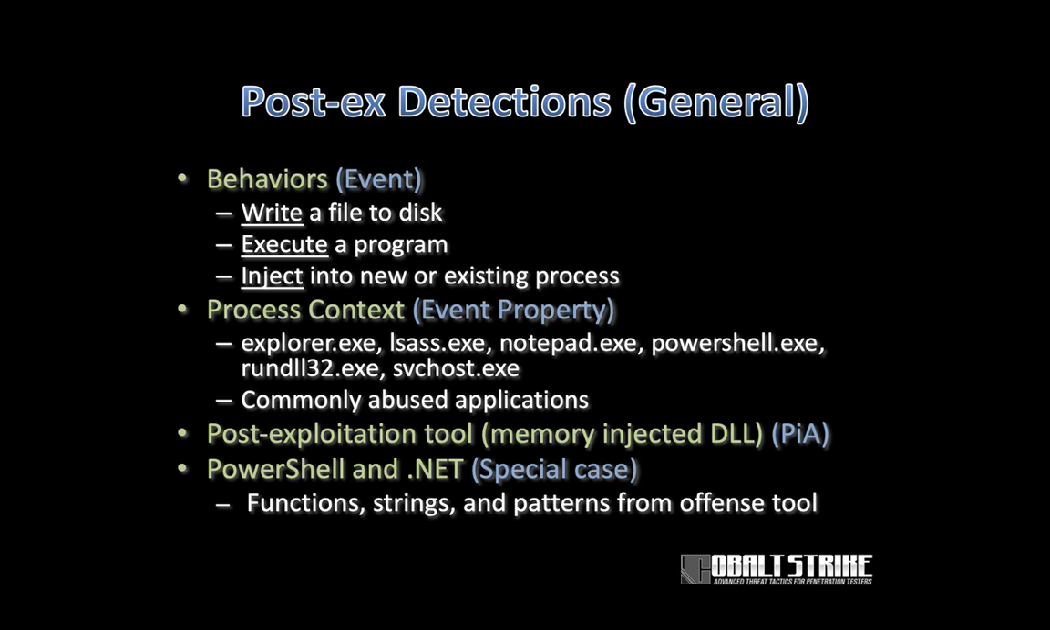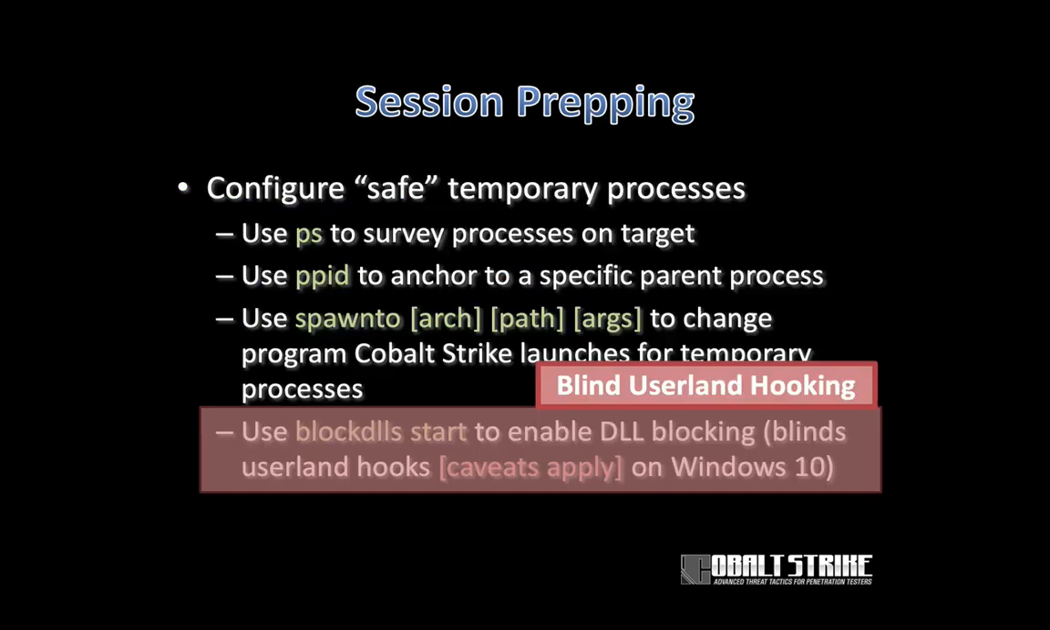Also, when you use PowerShell and .NET, there is a special case of instrumentation through something called AMSI and some of the behaviors in Cobalt Strike that I want to speak to on their own. One technique to make your process launches safer is session prepping. We talked about session prepping earlier in this lecture. One thing I hope you took from the demonstrations is that as an operator, you should always have awareness of your process context, your parent, and the process context that your child processes will launch in.